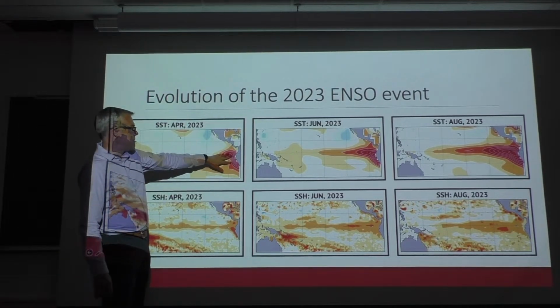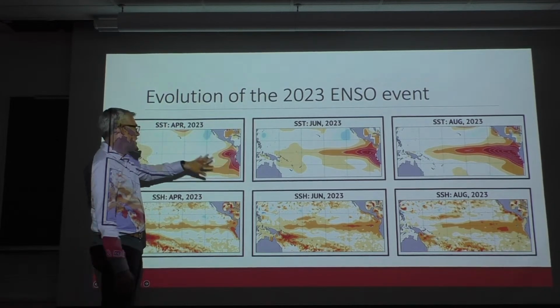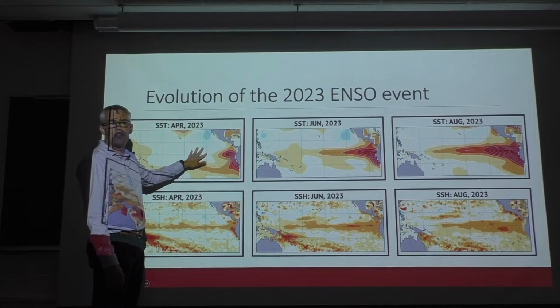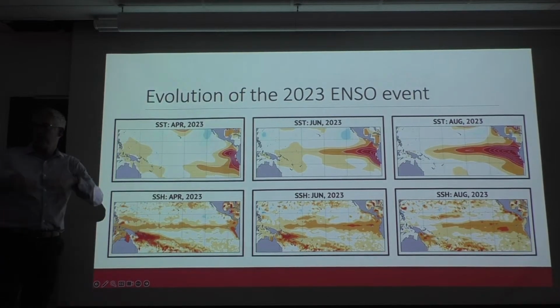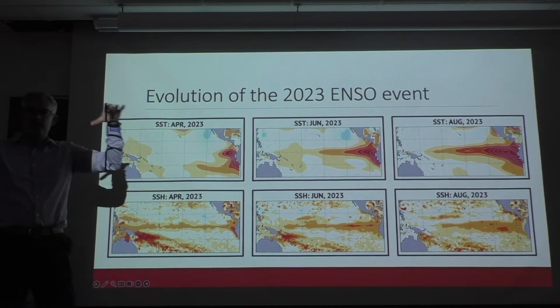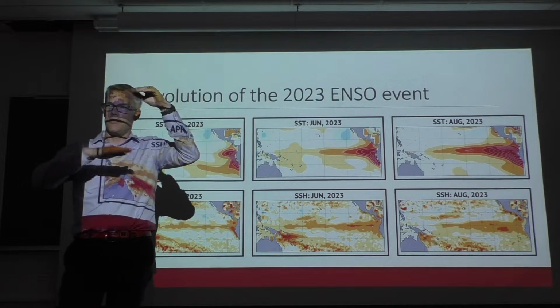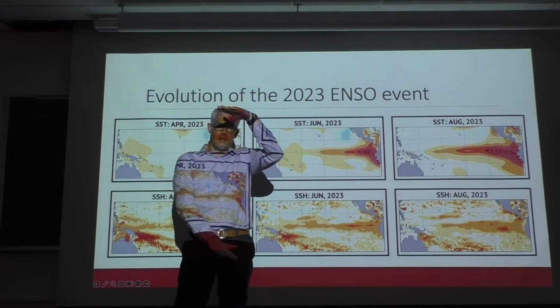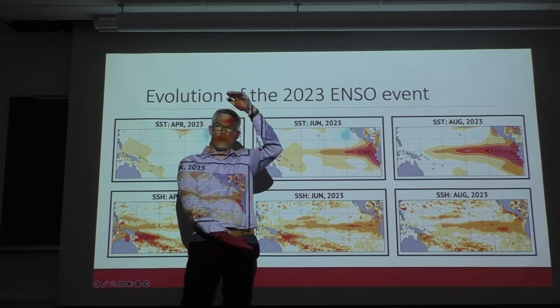So in April, we were seeing a coastally trapped El Niño event with not a whole lot going on in the Central Pacific. On the bottom, what I'm showing is the sea surface height. Sea surface height is a good measure of thermocline depth. So our first baroclinic mode in the ocean, if you have a deepened thermocline, then the sea surface height is pushed upward a little bit.